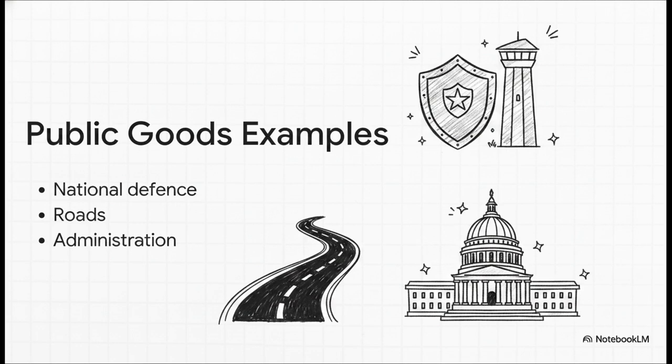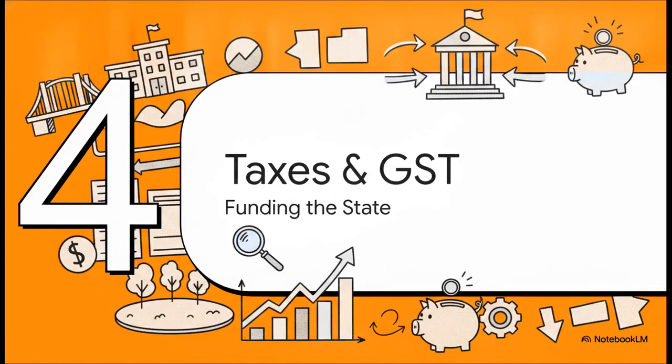It just doesn't work. So the government uses the budget to allocate resources to make sure these critical public goods are provided for everyone. Which brings us to Section 4, Taxes and the GST. Providing all those public goods is wildly expensive. To fund them, the state relies on the fascinating and, often controversial world of taxation.